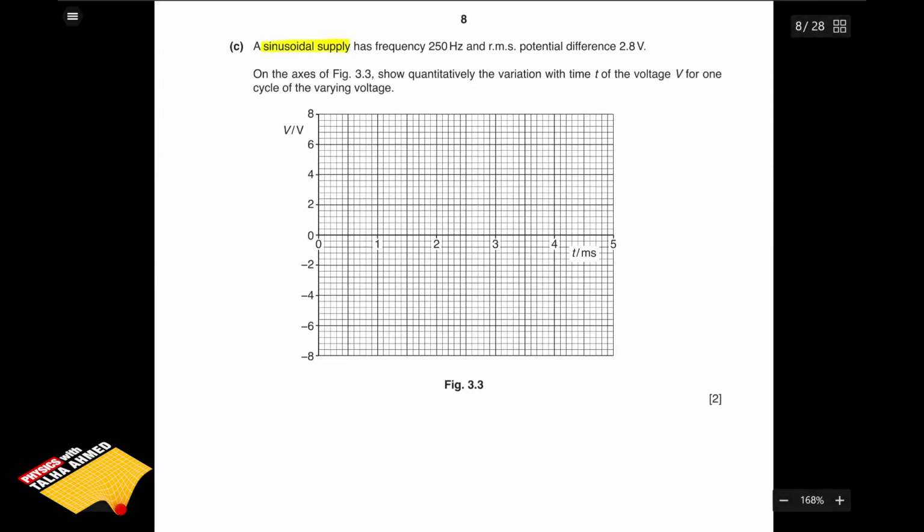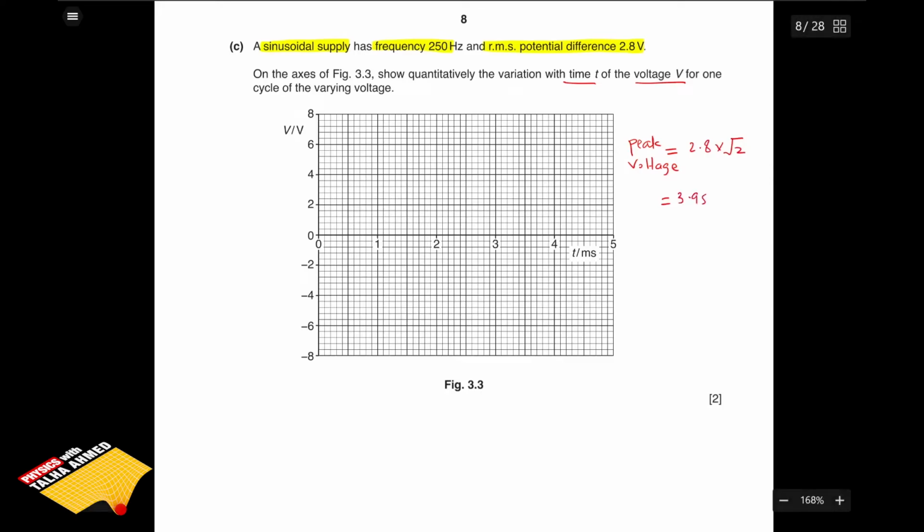So part C of this question is dealing with another graph, and this time you have a sinusoidal power supply, which basically gives you an alternating voltage, and it has a frequency of 250 hertz and an RMS voltage of 2.8 volts. But in order to draw that sinusoidal graph, you need to know where the peaks are. So to find the peak voltage, you have to multiply the RMS value with root 2 to find the peak value. So first you find that, and it's almost 4 volts.